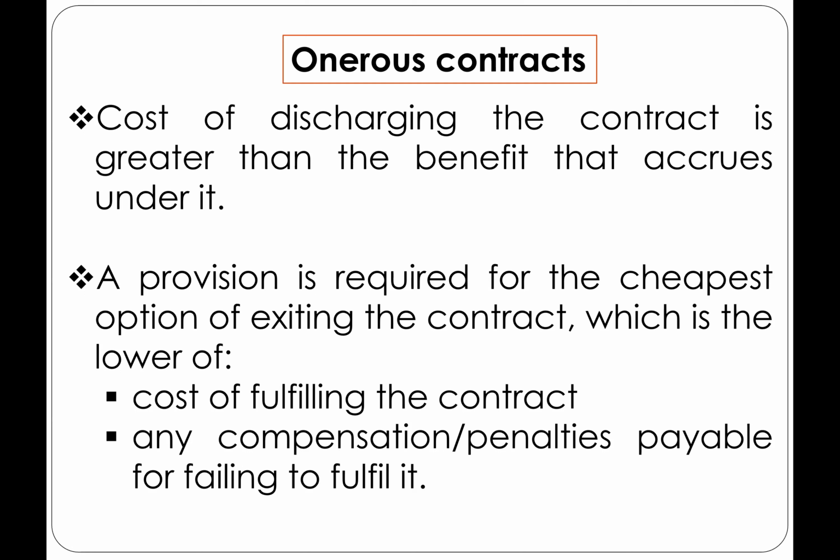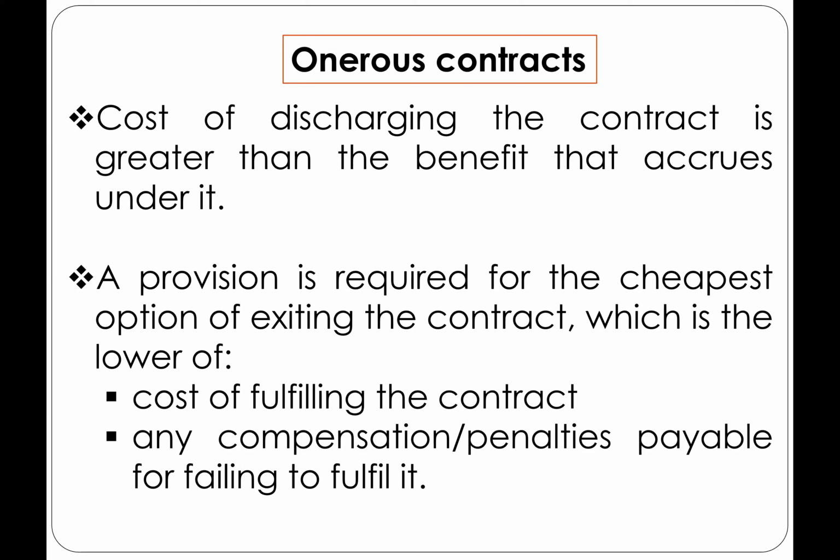Now, there may come a time where you feel that business is not going well, such that the amount that you are going to be getting from selling the goods may not be enough to pay the rental fee that you are required to pay every month. So that's basically what an onerous contract is. The cost of discharging the contract is greater than the benefit that accrues under it. The money we are getting from selling goods at that particular premises is less than the rental that we need to pay for the premises that we are renting.